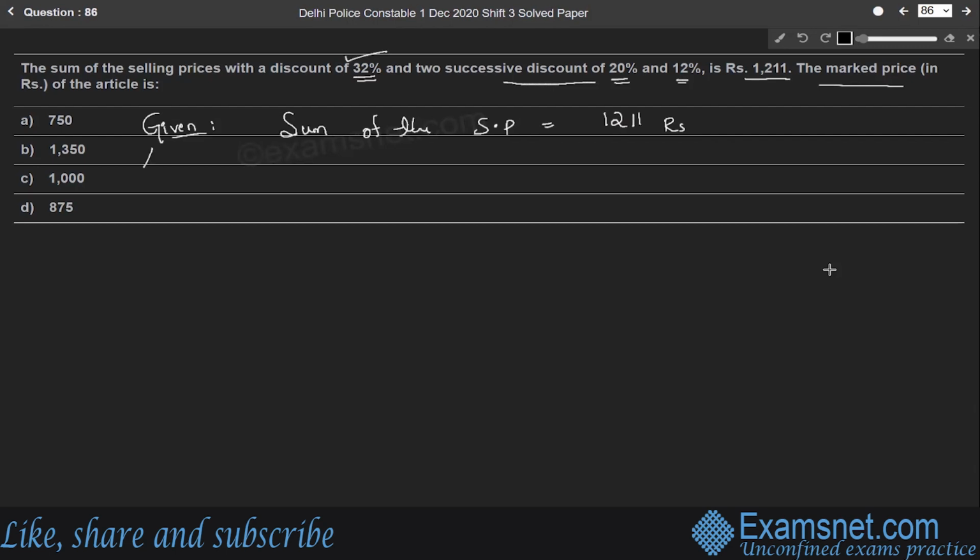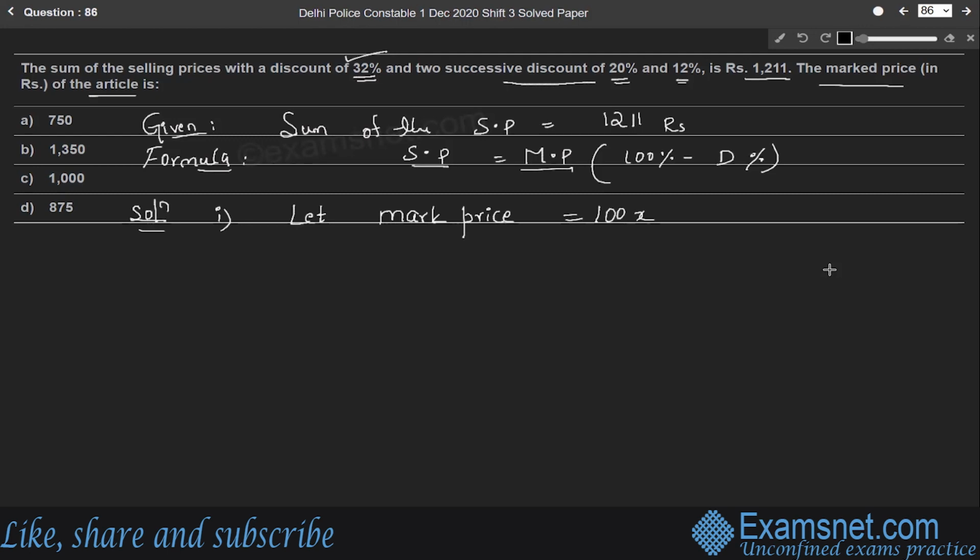So for this, we are using the formula: selling price is equal to marked price into 100% minus discount percentage. Right? So SP is selling price, MP is marked price, D stands for discount. So solution here. Let us assume the marked price of the article is 100x rupees.